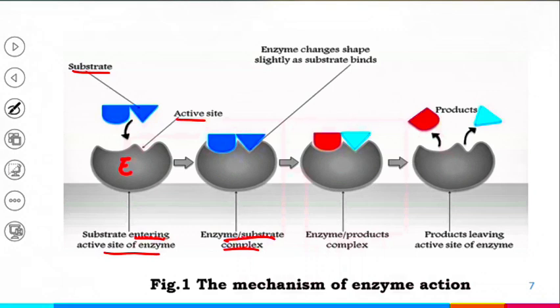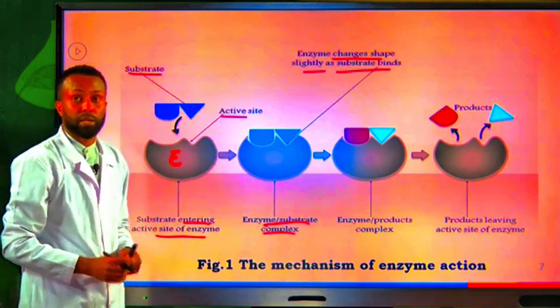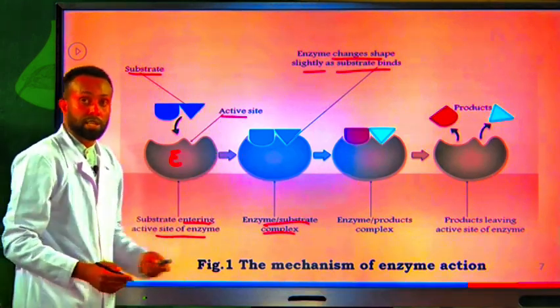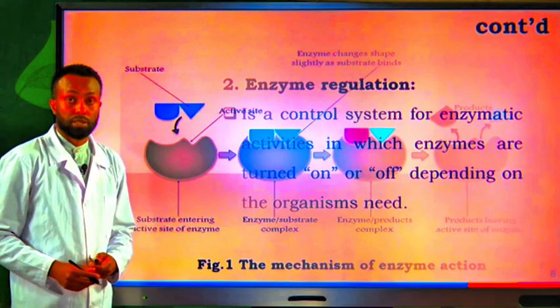So the enzyme changes shape slightly as the substrate what? Binds. When the substrate binds, the enzyme changes in shape. As a result, it forms products. This is known as the enzyme product complex. Finally, the product leaves the active site.